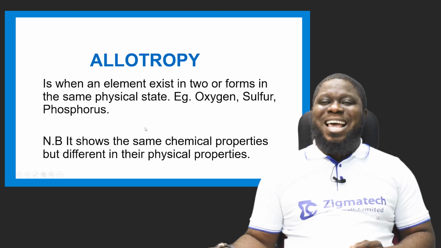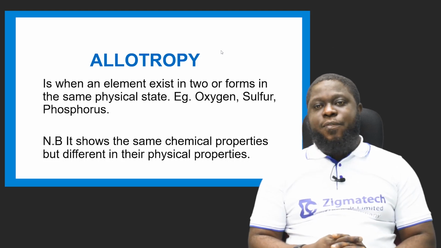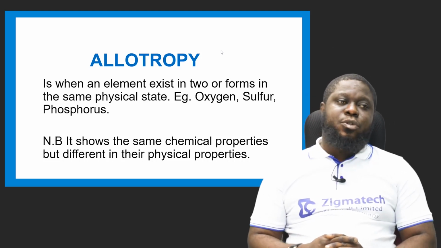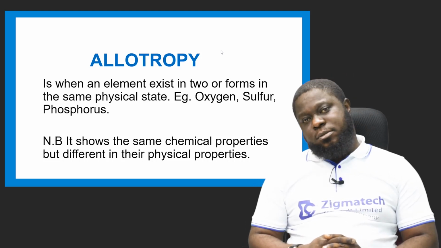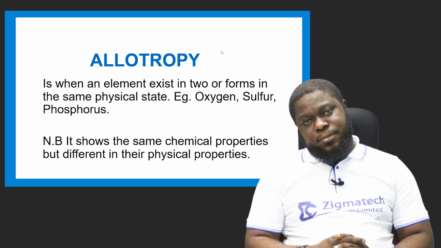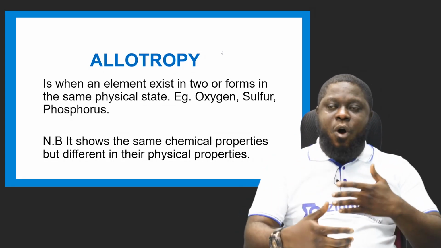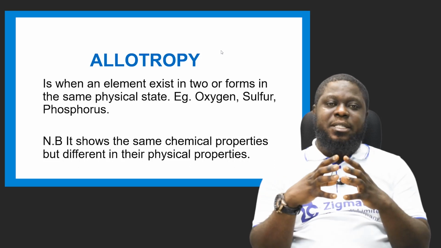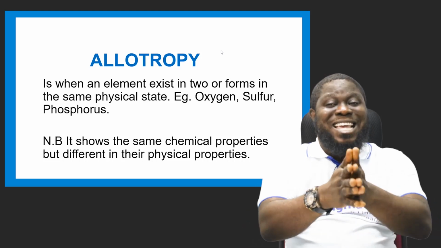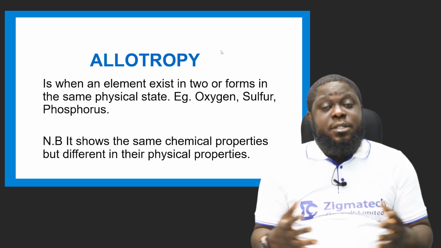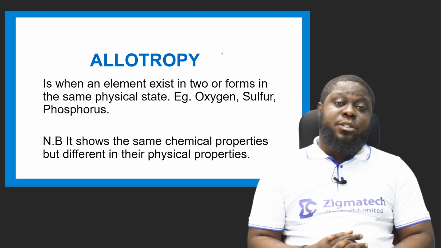Allotropy is when an element exists in two forms in the same physical state. Examples are oxygen, sulfur, phosphorus. Sulfur is a gas, but it turns to a liquid when it's reacted with hydrogen and oxygen: sulfuric acid. So these elements exist in two forms. Water, liquid is a physical state of matter. Gas is a physical state of matter. So they can exist in these two physical states. And sometimes they exist as solids.